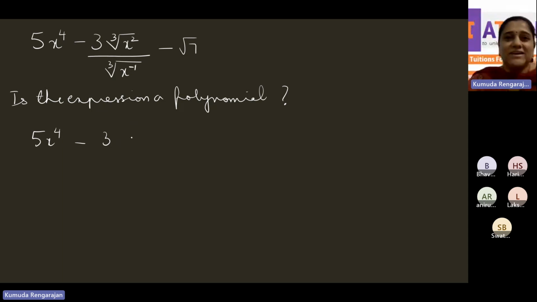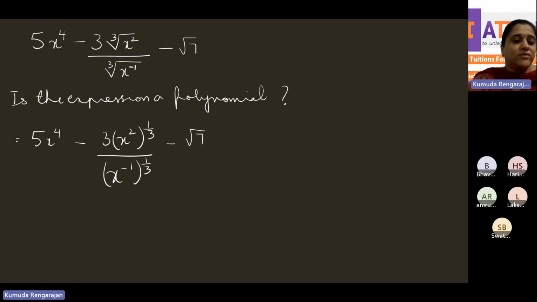All right. So now what is this? -3. And how do you write this in the exponential form? X squared to the power 1/3, right? Minus √7. Okay, this one divided by x to the power -1, the whole power 1/3. Am I right, children? Okay, this is how we simplify. The cube root symbol, remove that and raise that base to the power 1/3. Remove that cube root and to the power 1/3.